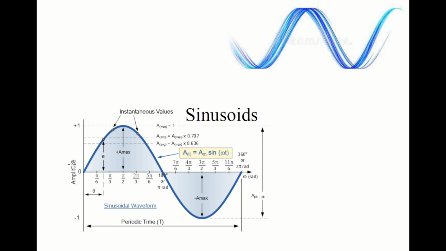So this is basically a sinusoid. It is a sinusoidal waveform with the y-axis as the amplitude, while the x-axis is the time or the angular frequency. The periodic time T is one complete sinusoidal waveform.